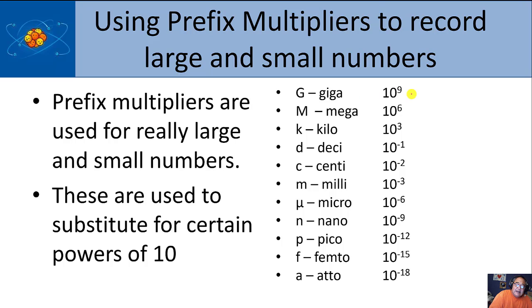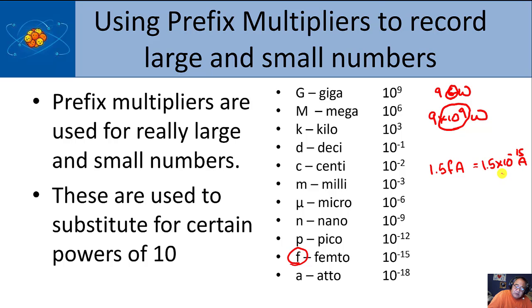So giga means 10 to the 9th. So let's say I have 9 gigawatts, like that, right? That's actually 9 times 10 to the 9 watts. This, right, is the replacement of that. So that's the way we use these prefixes. Those are for large numbers. So if we want to express small numbers, then we use prefixes like femto. So if you have 1.5 femtoamps, that's equal to 1.5 times 10 to the minus 15 amps, like that. And this represents the femto right here.